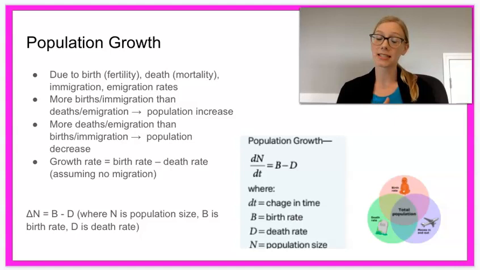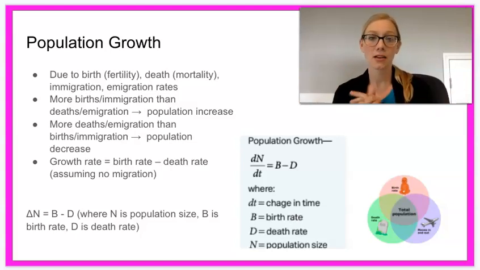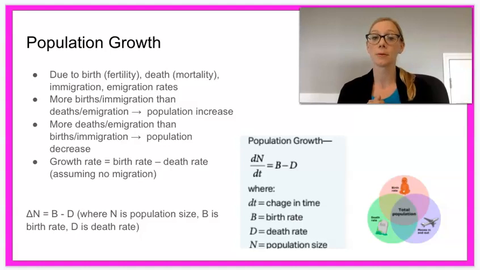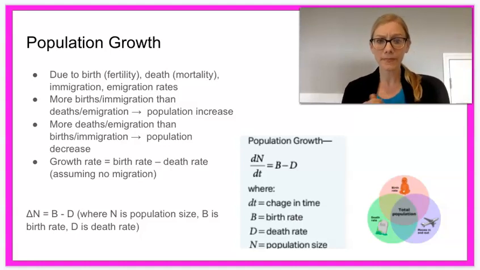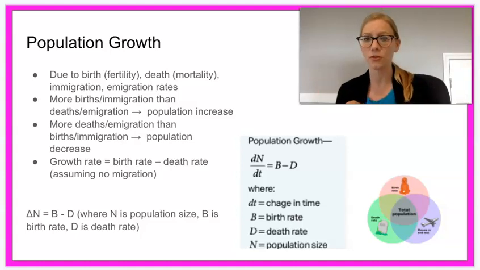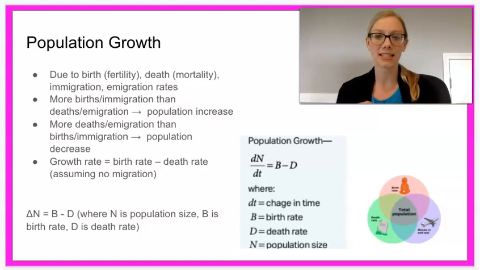If we have more deaths and emigration, then we'll see our population decrease, right? Because it's going to have things going away and not enough to replace them. Okay, so we can use this to talk about our population growth rate. And our growth rate is going to be the birth rate minus the death rate, assuming that we have no migration, right? Because that will change what happens a little bit.